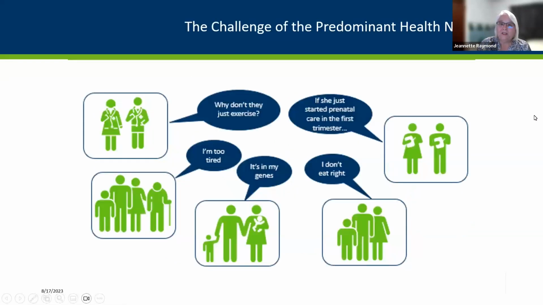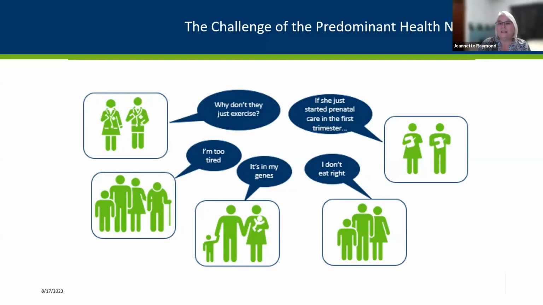So one of the challenges in doing this process is the challenge of the predominant health narrative. The Minnesota Department of Health has done a lot of work on health narratives and health equity narratives. I don't have a lot of time to go into it, but the predominant narrative about health is that people are responsible for their individual health, and or access to healthcare is really important. While these things are important, they get in the way of people thinking about these root causes and root conditions.